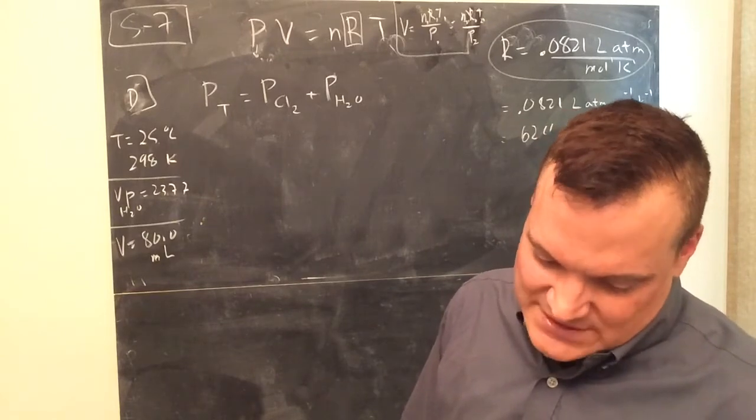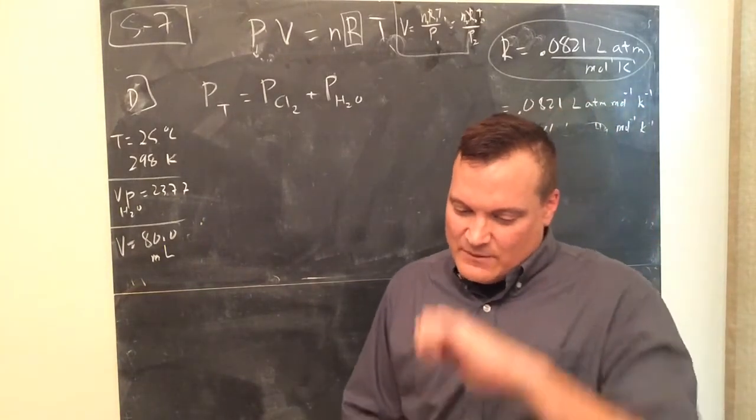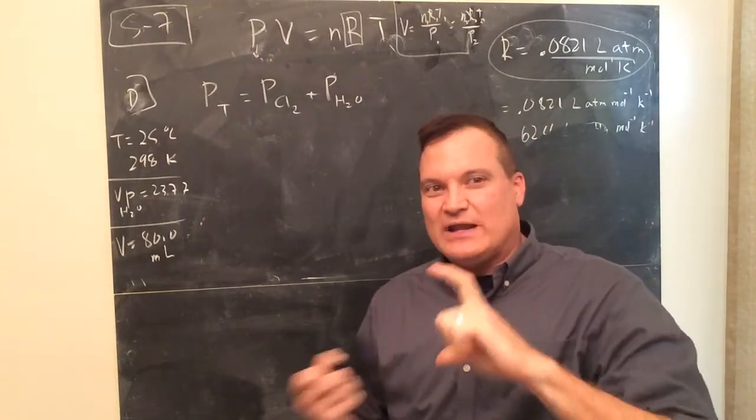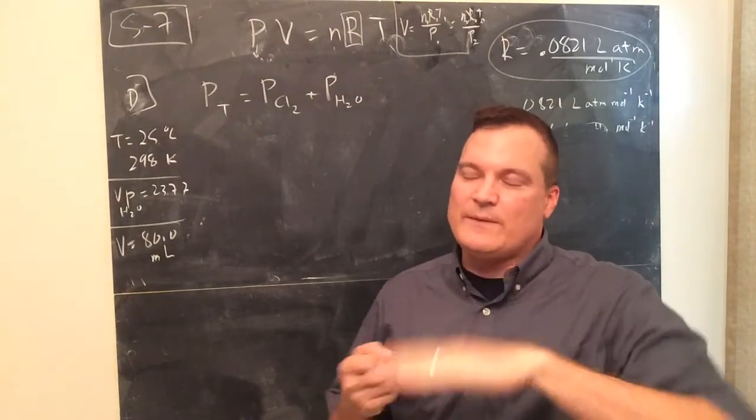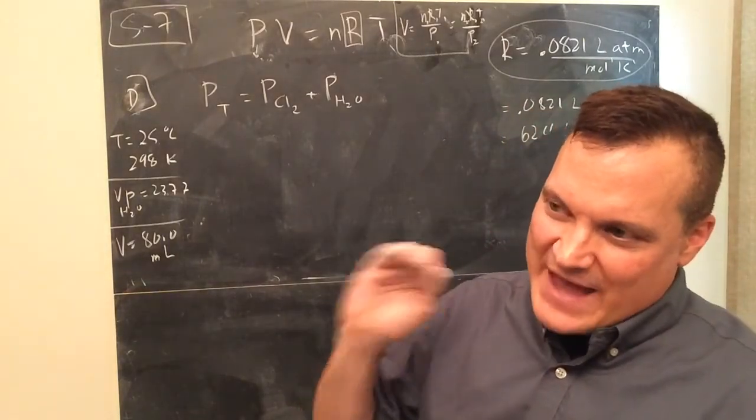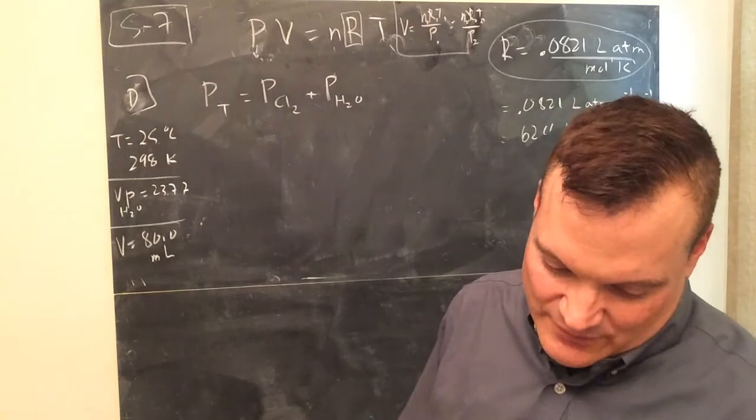Okay, water levels inside and outside are equal. As you'll see when we do that lab, the water levels have to be equal to really read the volume and to know when the pressure is equal as well. When the water levels are equal, that's when the pressure inside and outside are equal. Okay.